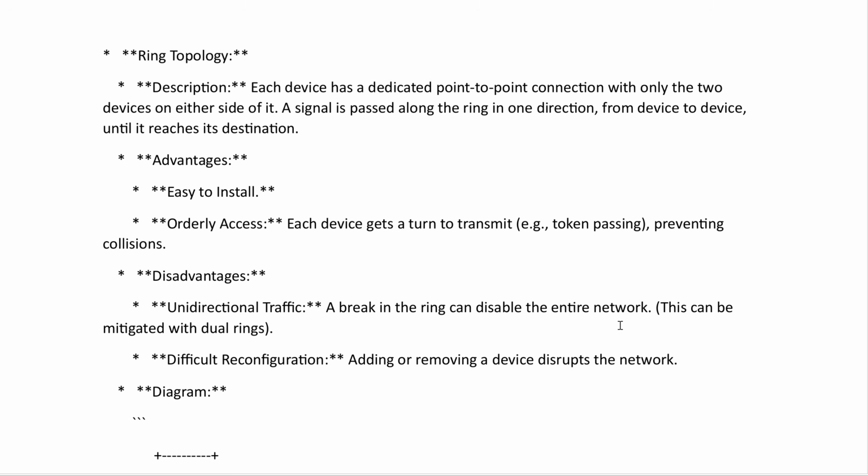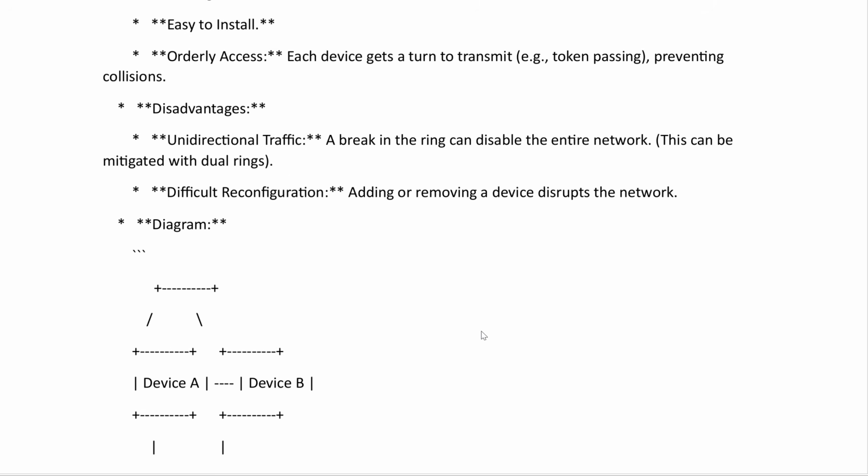Demerits of ring topology are: traffic is unidirectional, so a break in the ring can disable the entire network. This can be mitigated or reduced with dual rings. Also, ring topology is difficult to reconfigure, that is, adding or removing a device disrupts the whole network.